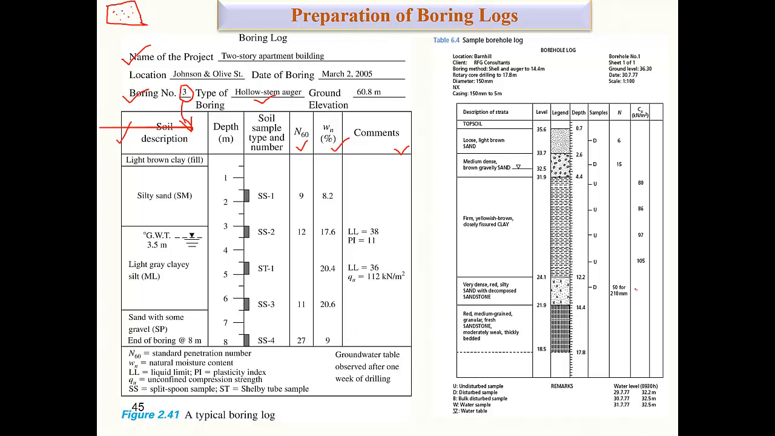And another way, you can consider the depth, and you can put the legend here. What are these legends? While you go for loose light brown sand, you use this kind of drawing. While you go for medium dense brown gravelly sand, you use this kind of legend. Okay, that means the symbol. So is that clear? Yes, sir.